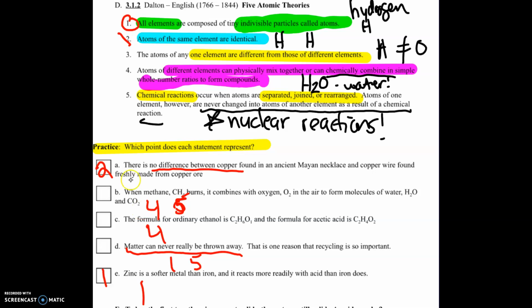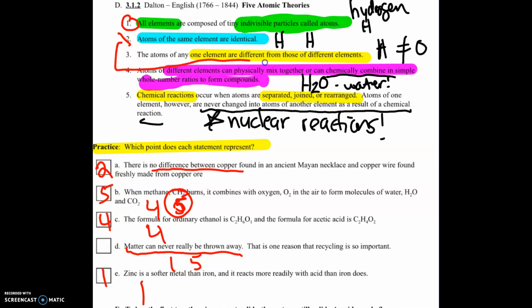Now, 4 fits best, I think, for C now that we look at our work. So ethanol, number 4, yeah, chemically combined, having different whole number ratios. Okay. So if I made C 4, let's look at 5 here. When methane burns, it combines with oxygen to form molecules of water. I think that this one really shows number 5 better. Okay. Well, look at this. Oh, I didn't use number 3.